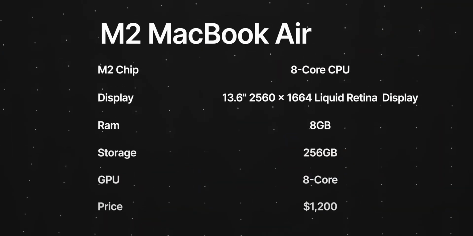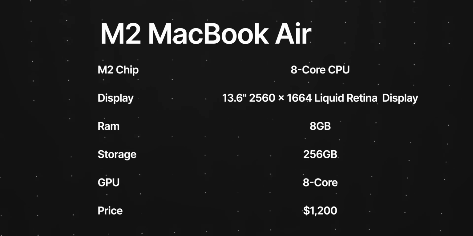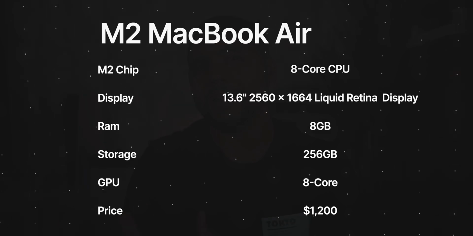I bought the cheapest M2 MacBook Air. In total, I paid $1,200 plus tax. It has an 8-core CPU, 8-core GPU, 8 gigabytes of RAM, and 256 gigabytes of storage. And it has one flaw that many people are spending way too much time talking about, but I'll talk about it a little bit towards the end of the video.